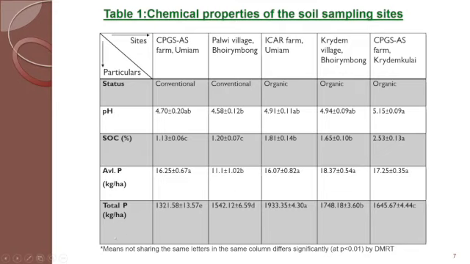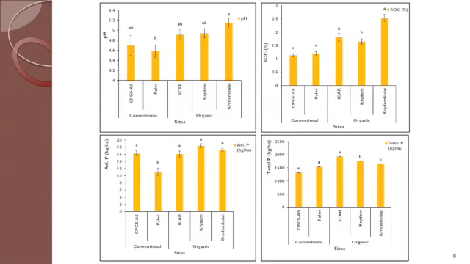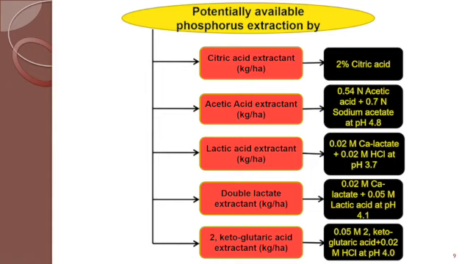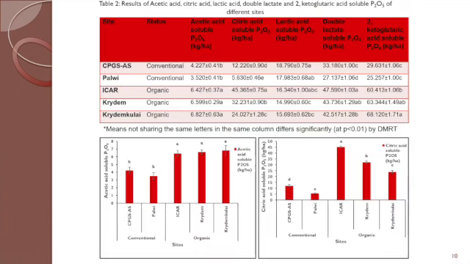Now, talking about total P, it was found to be higher in organic soils as compared to the conventional soils. And these are the graphs of all the 4 results, which I discussed just now. So these are the extractants. These are the composition of the selected extractants. So these are the results of the extractants that I used, the 5 different. Of course, there are many other extractants, but I selected these 5 extractants.